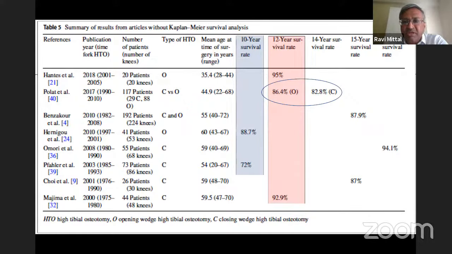The 14-year survival is 82.8. The 15-year survival is around 87%, and 17-year survival is 94%. Now, if you look at this chart, it looks very funny that the 17-year survival is 94% and a 10-year survival is just 72%. So the answer is that you are looking at different studies. So when you look at the data, you have to be very careful what you're looking at.